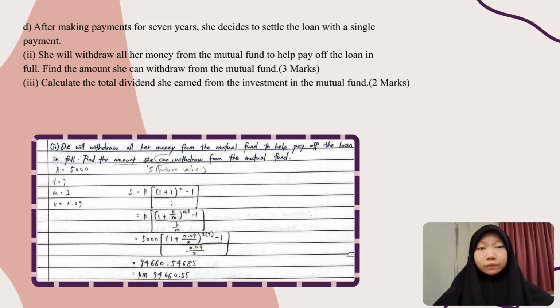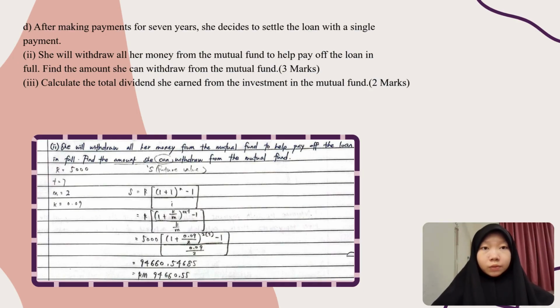Question 2, sub-question 2. She will withdraw all her money from the mutual fund to help pay off the loan in full. Find the amount she can withdraw from the mutual fund. The amount that she can withdraw from the mutual fund is referred to as the future value, which is S. So we will have to use the future value of annuity formula. In this question, the regular payment, which is represented by the letter R, is 5,000 ringgit. This is the amount Siti deposits into her mutual fund every 6 months.